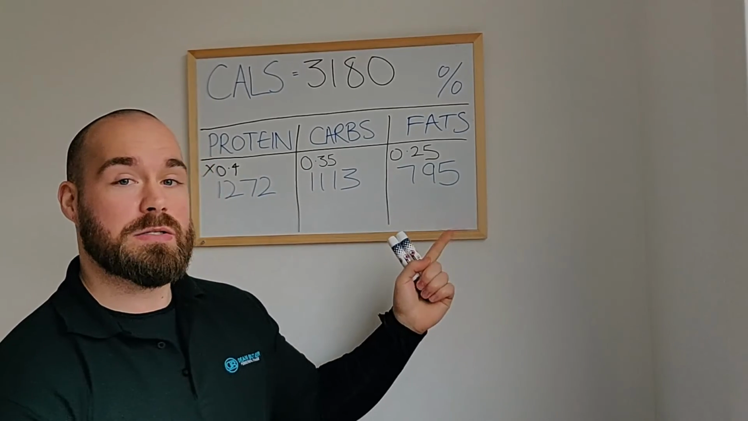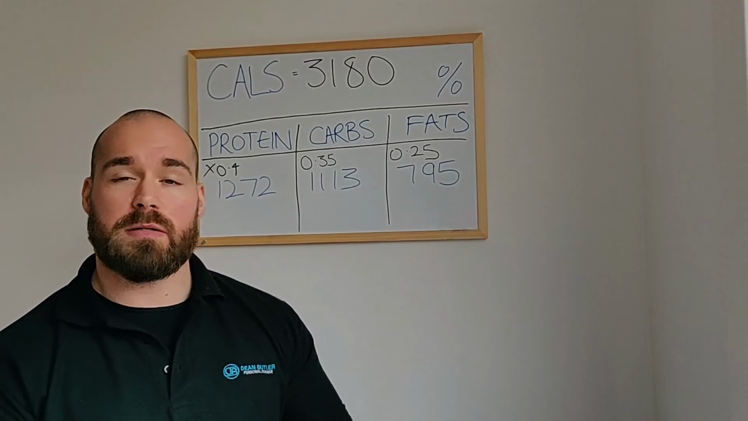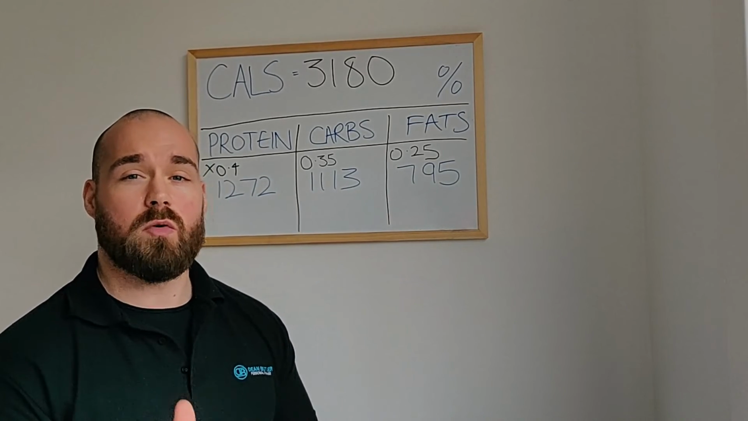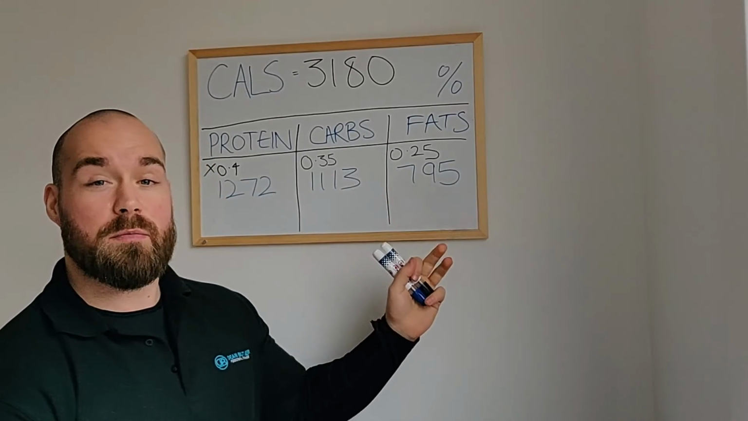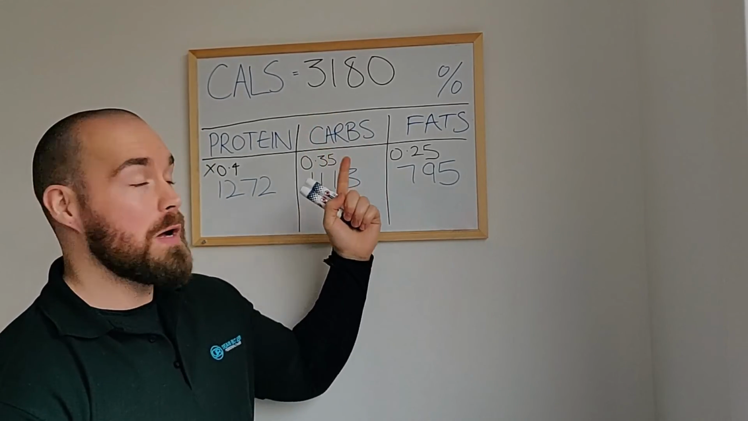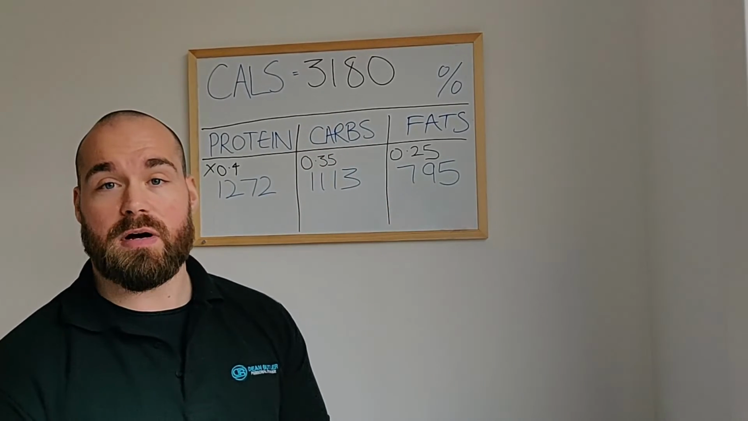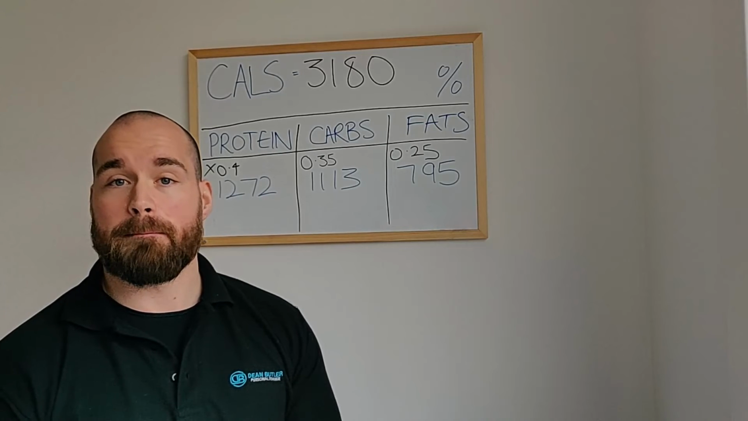And finally, fats. I personally like a relatively low fat diet, but you need to experiment with this and find out what works for you and what works for your body. So I like 25% of my calories from fat, which means I'm going to times my calorie requirements by 0.25 and get 795 calories from fat.